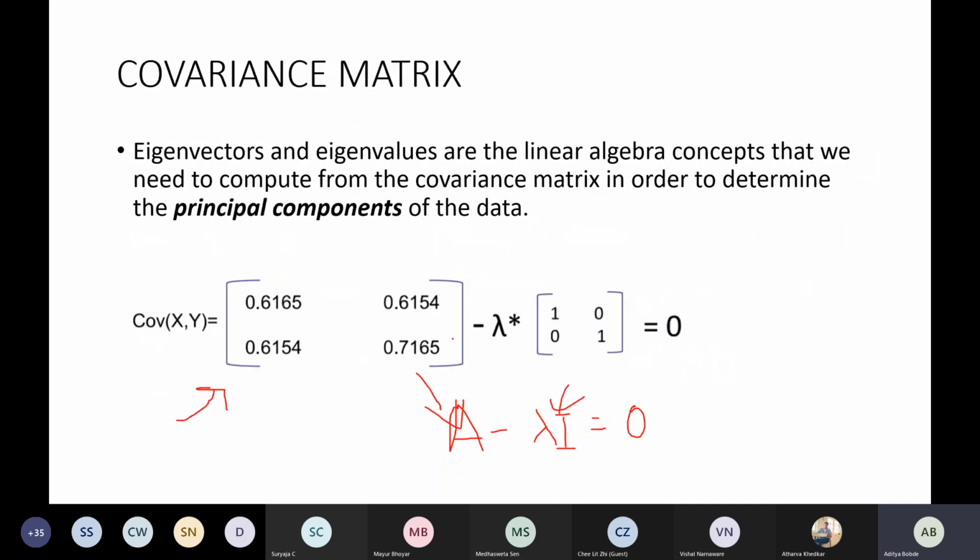Now we'll be using the eigenvalues and eigenvectors. For calculating the eigenvalues, our formula is A, which was your covariance matrix, minus lambda, so this was your lambda, where I is your identity matrix. Now we'll be finding the eigenvalues and eigenvectors.